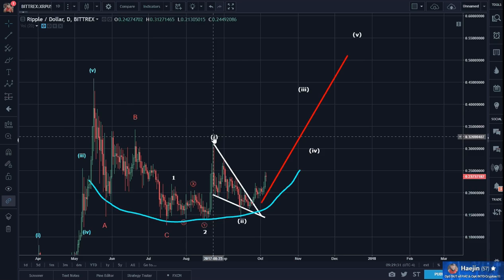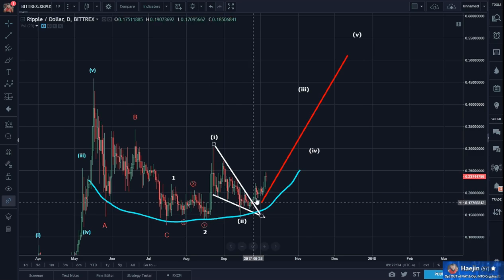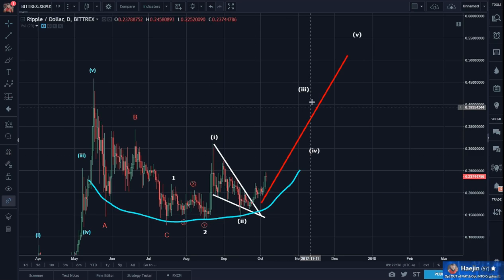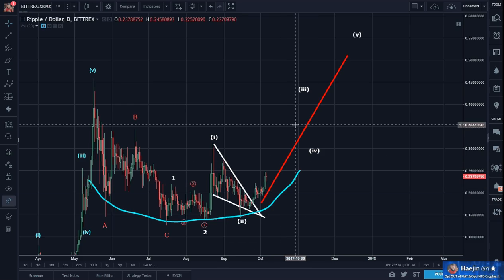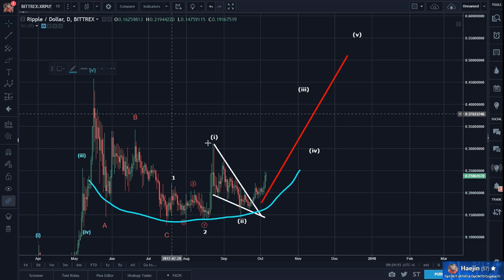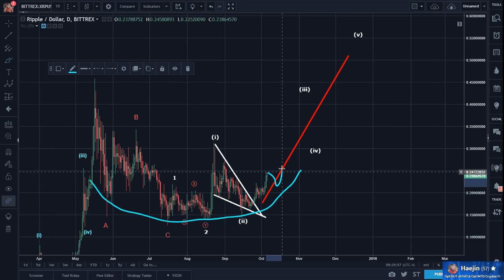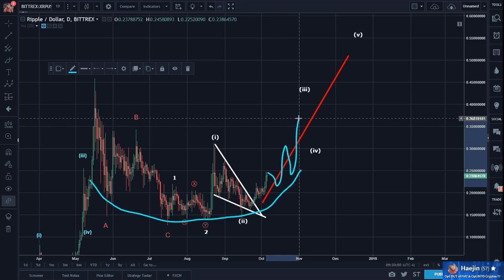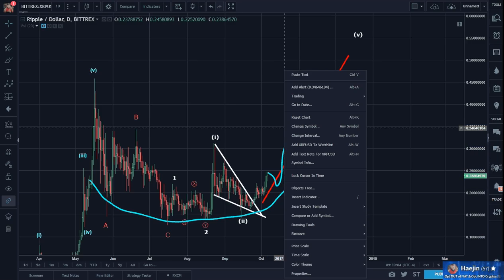So if this is 1 of 3, 2 of 3, we should see 3 of 3 going. The peak of this triangle, the start of this triangle, should be exceeded. And that's sitting at 0.308. So I'd love to see that happen. Price can go like this, can go up, can go down, up, however it wants. Okay? It doesn't have to follow that.